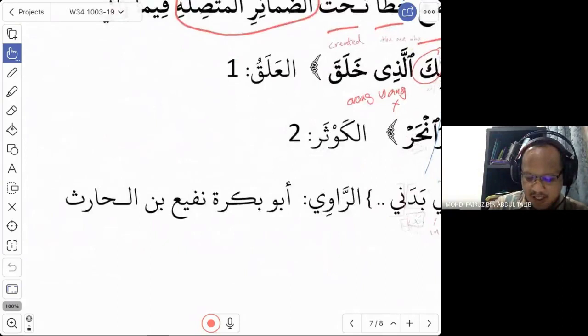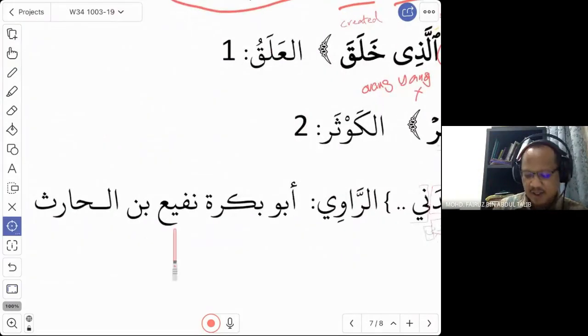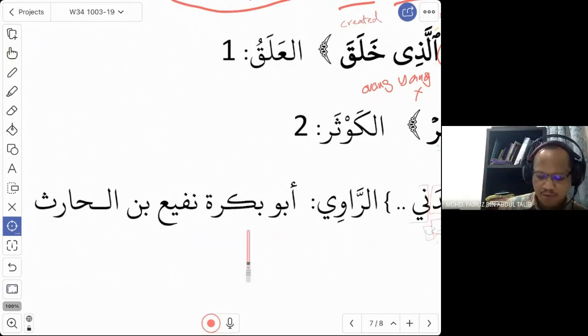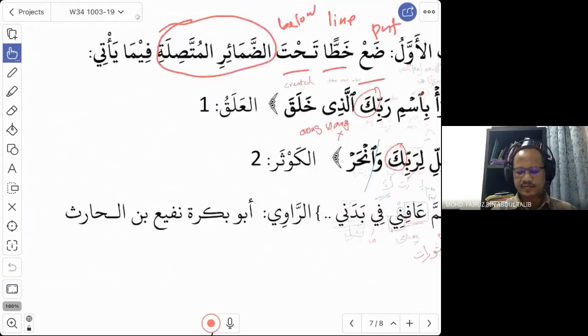At the end of this hadith, this is just the narration. Here they said ar-rawi. Ar-rawi is the narrator. Who is the person who narrated the hadith? His name is Abu Bakr Nafi ibn al-Haris. So this is just the narrator. We can skip this part.